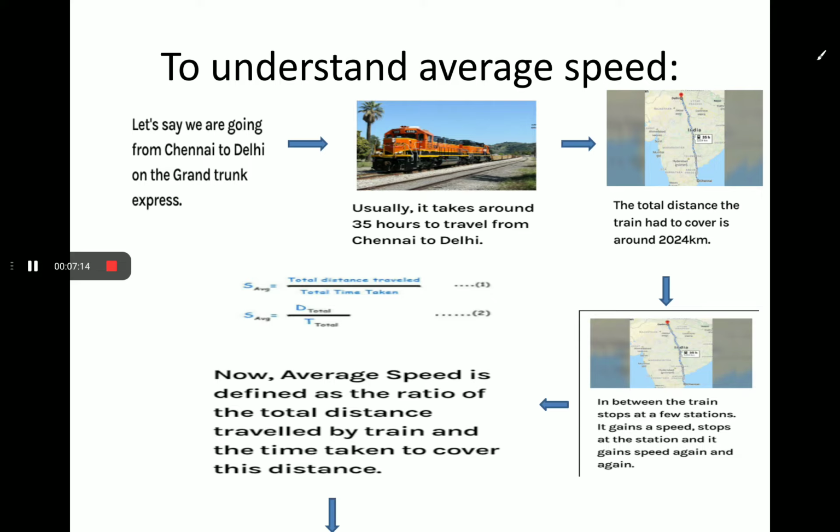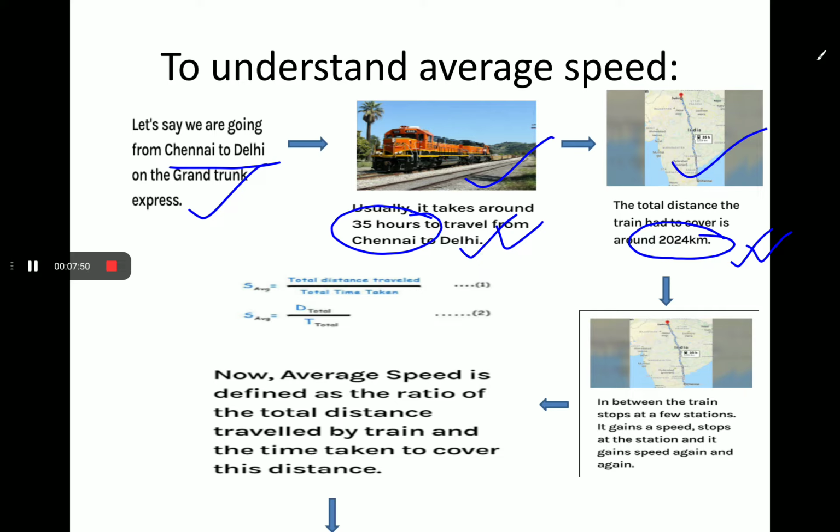Suppose, student, we are going from Chennai to Delhi, and it takes 35 hours. The distance between Chennai and Delhi is 2024 kilometers. By using the first three steps, we have the total distance between Chennai and Delhi, and the time taken, that is 35 hours. So by using these two, we can simply calculate the average speed.